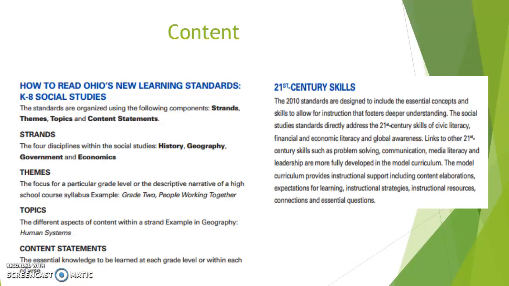Strands are the 4 disciplines within social studies. Themes are the focus of the particular grade level or the descriptive narrative of a high school course syllabus. Topics are the different aspects of content within a strand. Example. Content statements are the essential knowledge to be learned at each grade level or within each course.